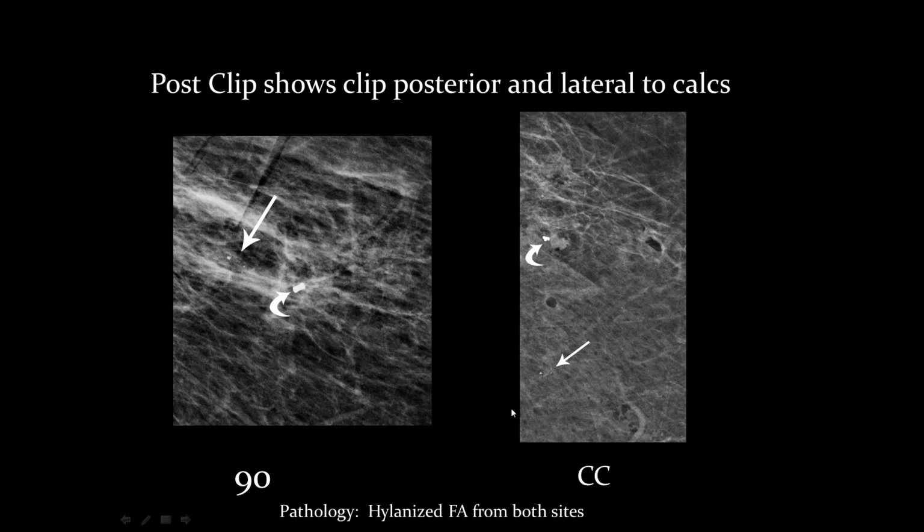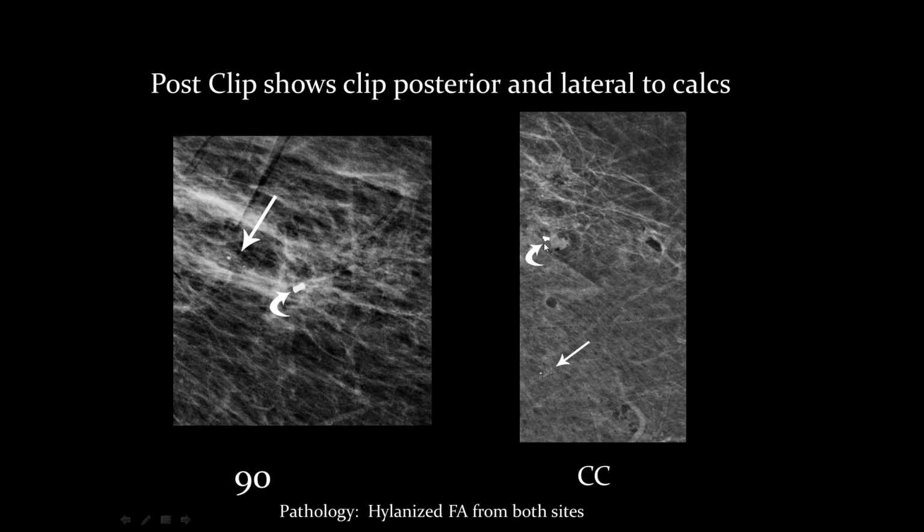Now this clip, and this is the CC view, okay? Up at the top here is medial, and here at the bottom is lateral. So what we did was, when we were looking through from medial to lateral, we saw calcifications and we biopsied them. But actually, there are other calcifications that were superimposed more lateral. We didn't appreciate that because we really stopped when we saw the initial calcifications, which we shouldn't have.